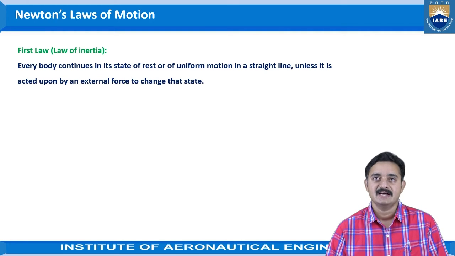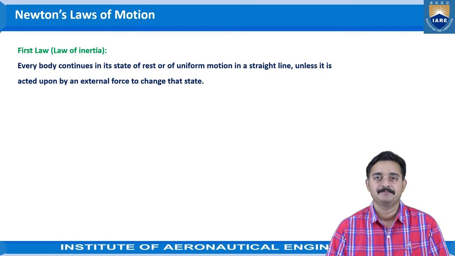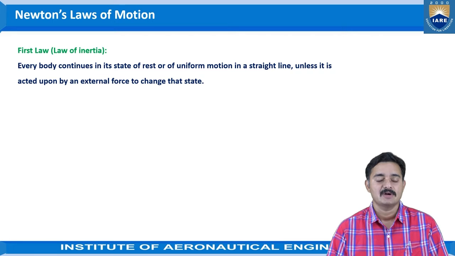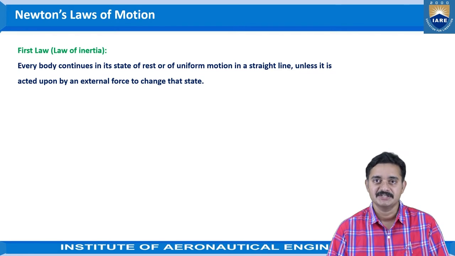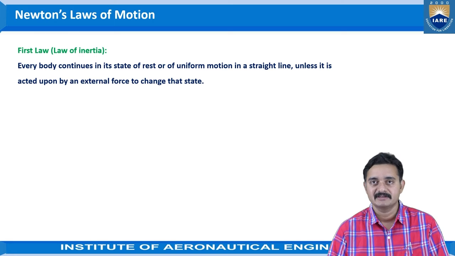It states that every body continues in its state of rest or of uniform motion in a straight line unless it is acted upon by an external force to change that state. As we have discussed, the first law states the concept of inertia, where the object will try to continue in its original state, whether it may be at rest or in motion.